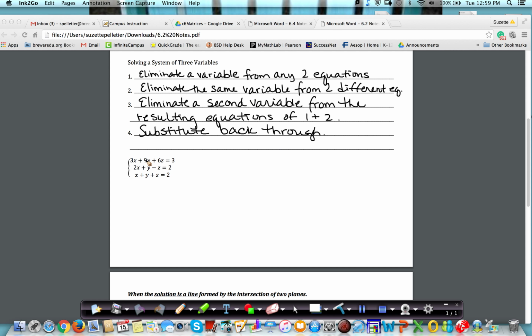pretty easily. That means that they have the same coefficients and one is positive and one is negative. So right now I'm looking right here at these two z's, right? Those are going to be easy. If I add them together, they're going to simplify.